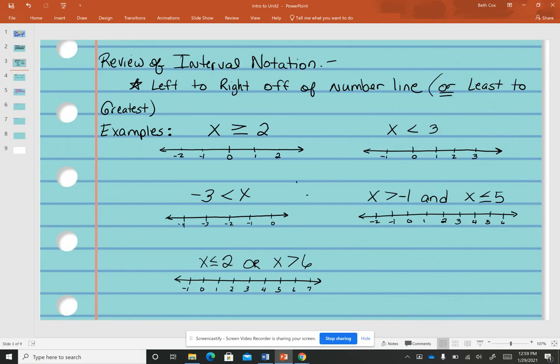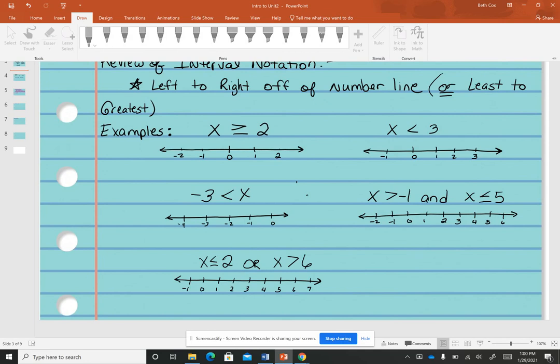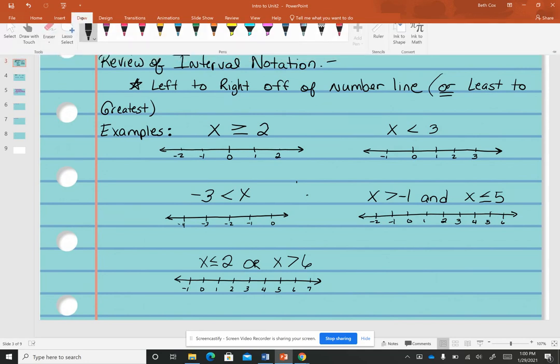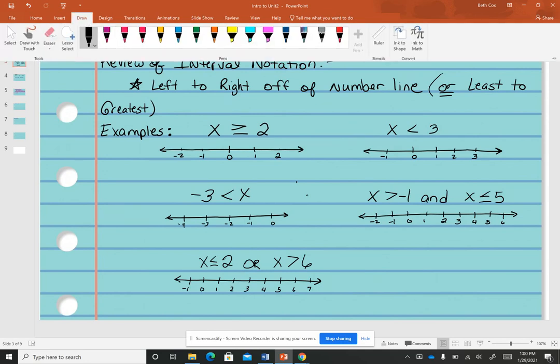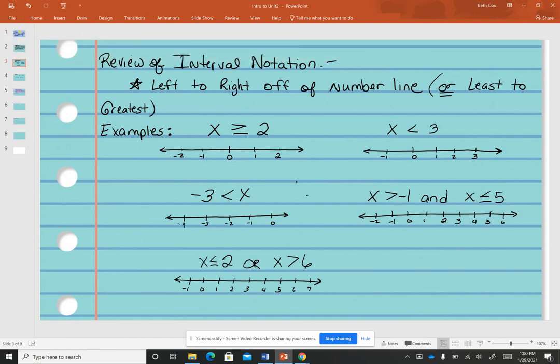All right, interval notation is just a review. It's left to right off of the number line, also known as least to greatest off of a number line, and we use this for inequalities. So that's what this is. That's an inequality. That is a greater than or equal to symbol. And hopefully you know that. So quickly, I'm going to go through these.